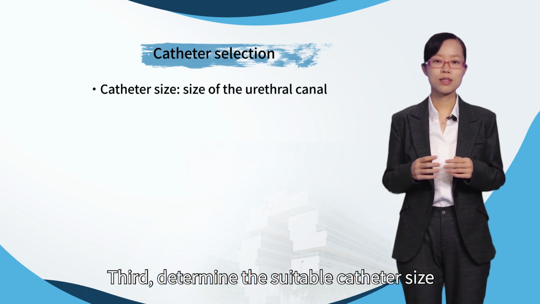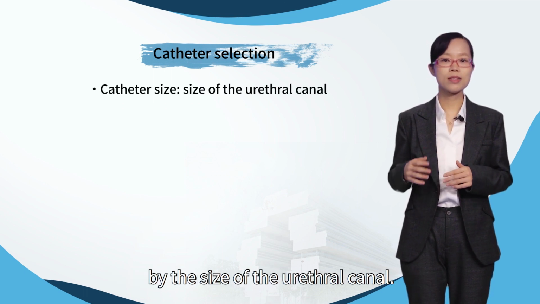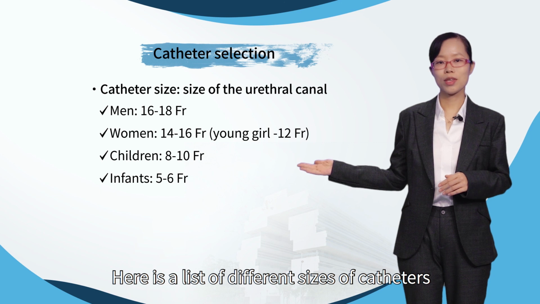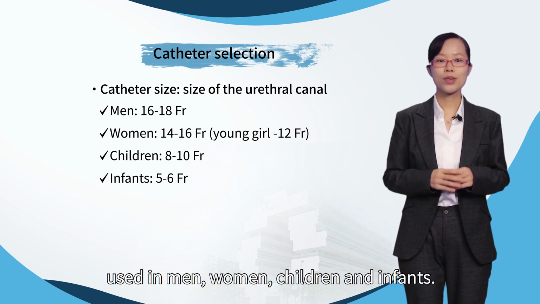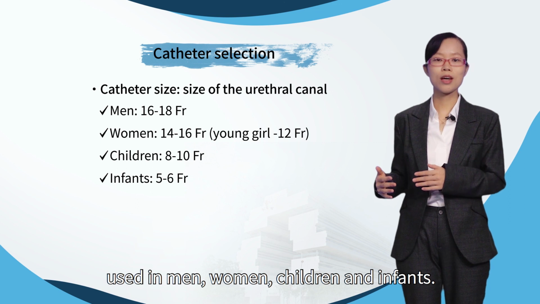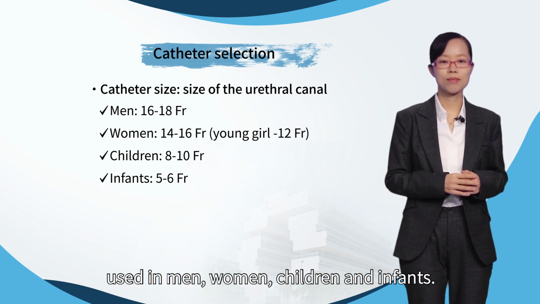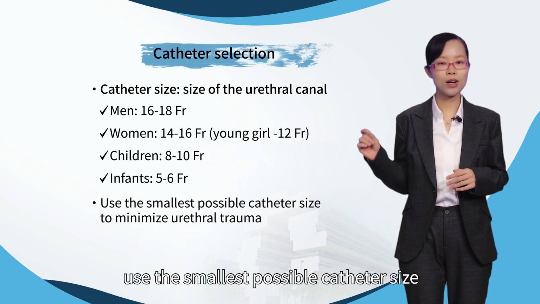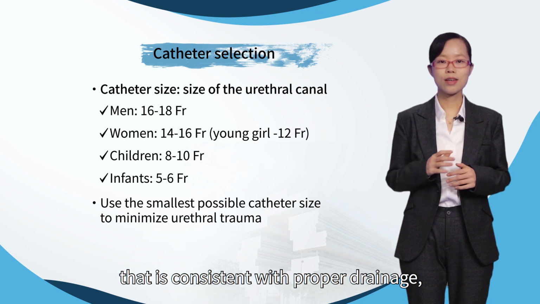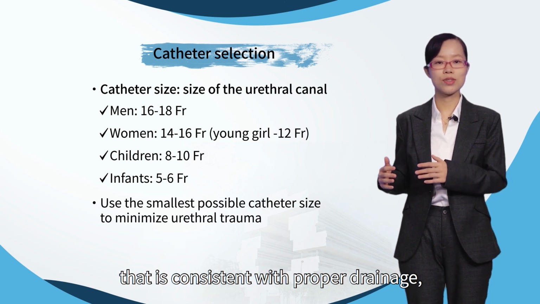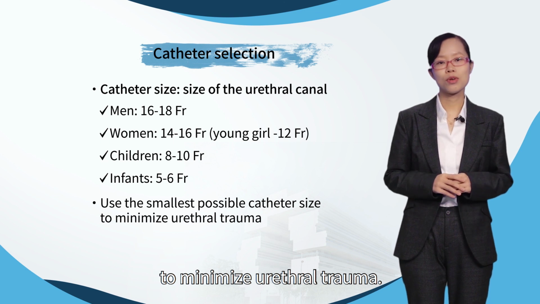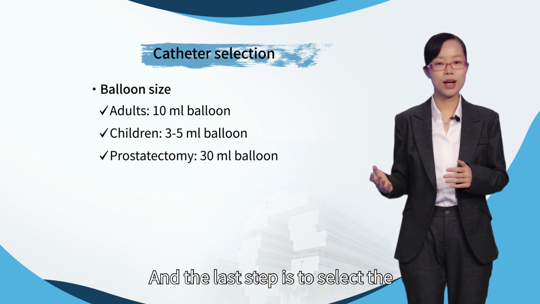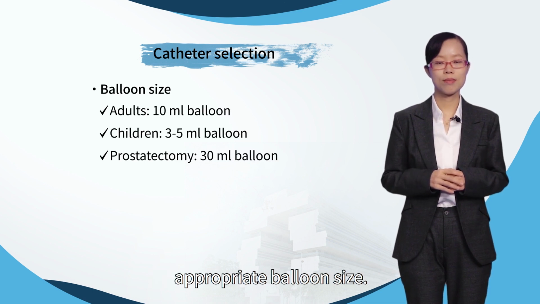Third, determine the suitable catheter size by the size of the urethral canal. Here is a list of different sizes of catheters used in men, women, children, and infants. Just remember, use the smallest possible catheter size that is consistent with proper drainage to minimize urethral trauma. And the last step is to select the appropriate balloon size.